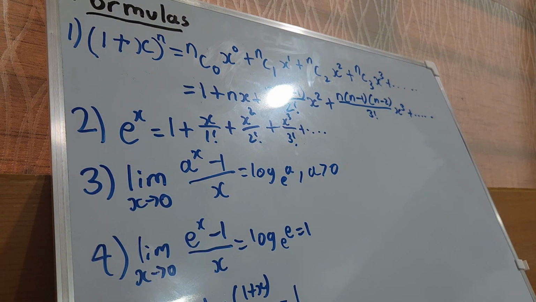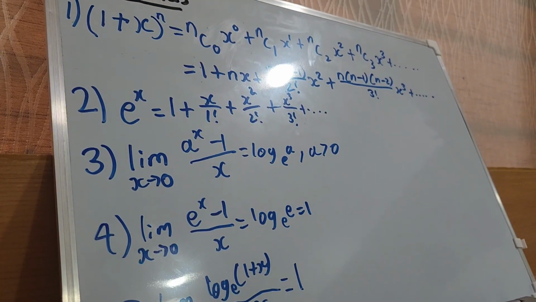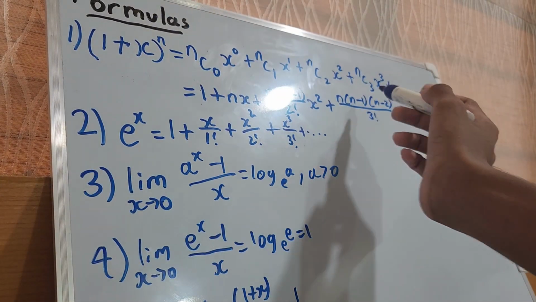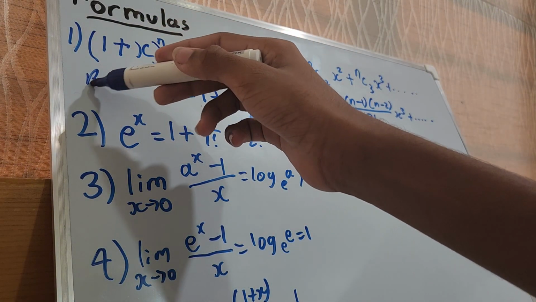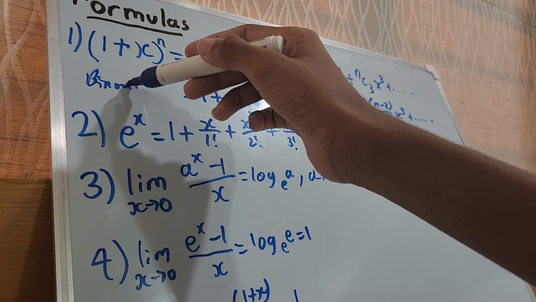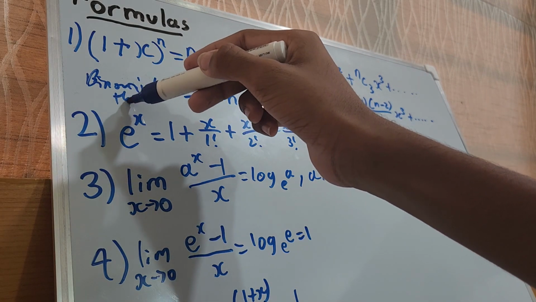Today we're going to see evaluation of exponential and logarithmic limits. So these are the formulas. 5 formulas are there. This first formula is from the binomial theorem.